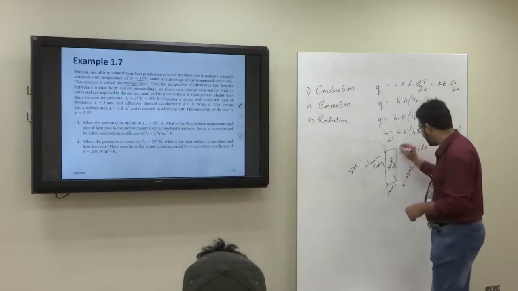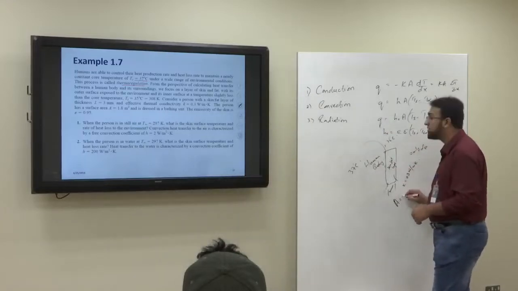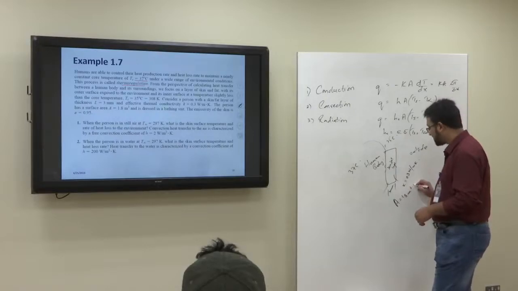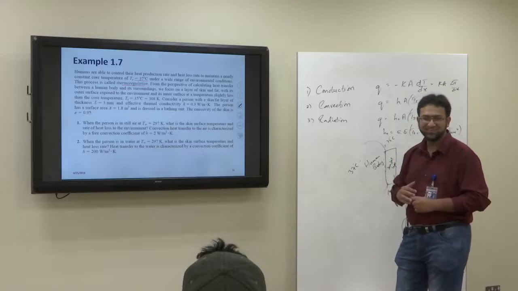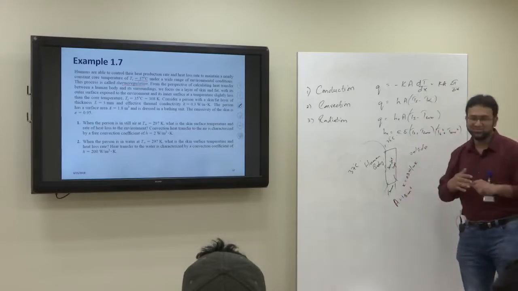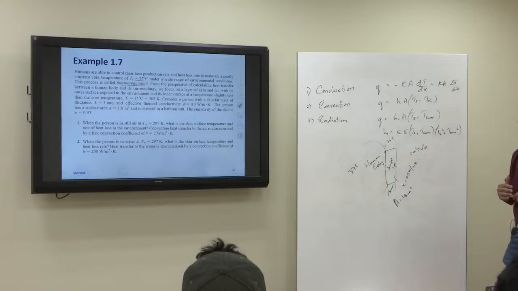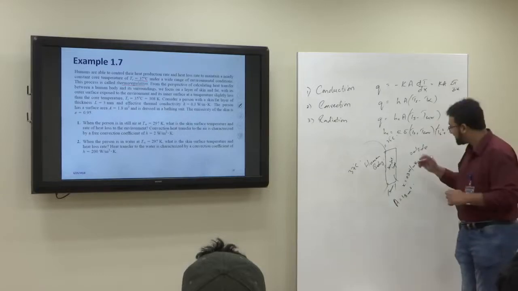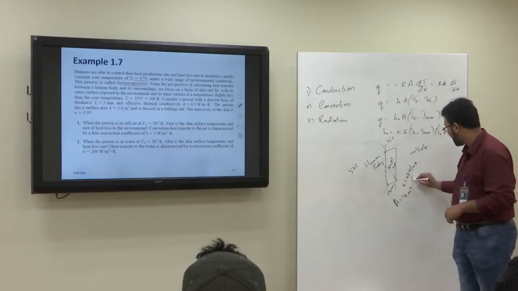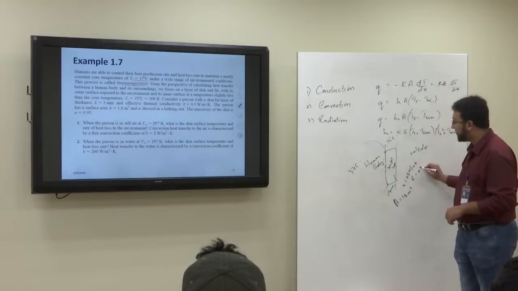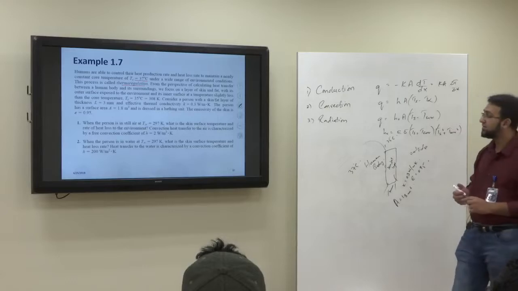So area is 1.8 meters square and is dressed in a bathing suit. So you have to dress in a bathing suit. The emissivity of the skin, epsilon, is equal to 0.95, right?